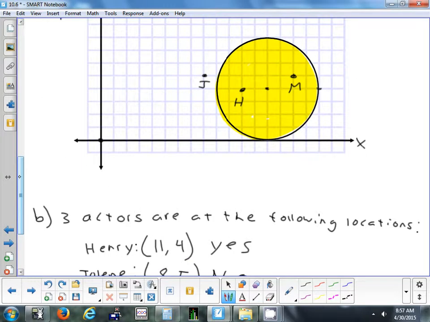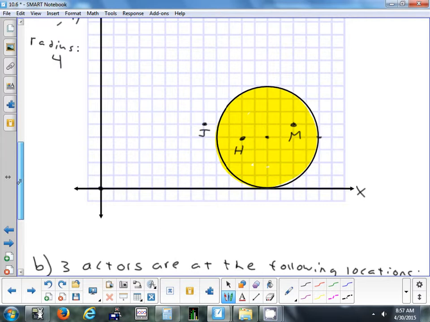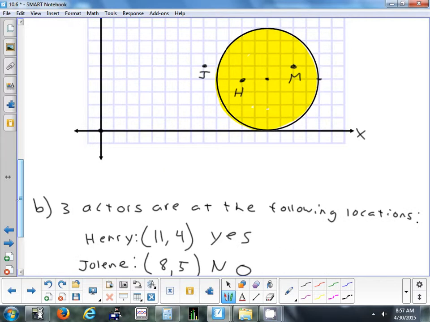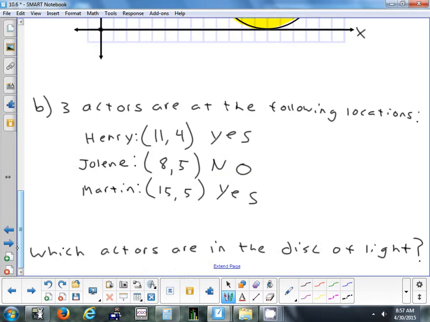All right, so all that problem really had you do is graph a circle. Make sure you put it in the right spot so you can figure out which actors are inside the circle and which ones are outside. That's basically the whole problem. Any questions on that? Does everybody feel comfortable, or does anybody have any questions about how, if I give you an equation, you can figure out the center and the radius?